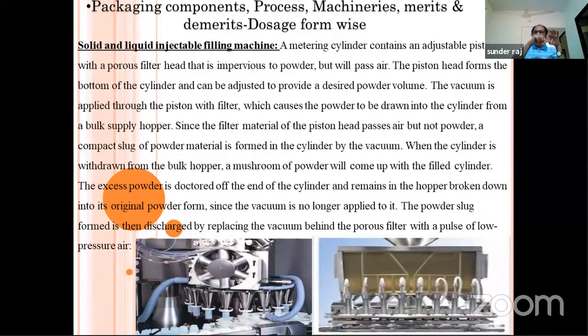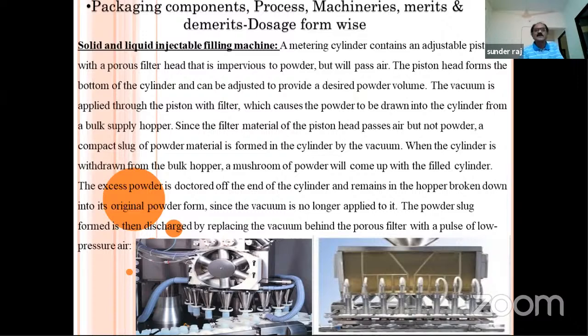After delivery to the container, the container will move further for rubber bung capping, and then sealing. So this is a continuous operation. The sterile glass vial will come to the filling station, and the powder slug will be formed. Then the slug will be transferred into the vial. Then the vial will go further for stoppering and aluminium capping, and then further to secondary filling. This is a continuous operation. I have shown the picture of both the piston and the various volumetric filling machines.